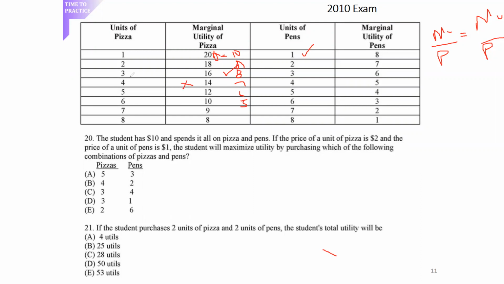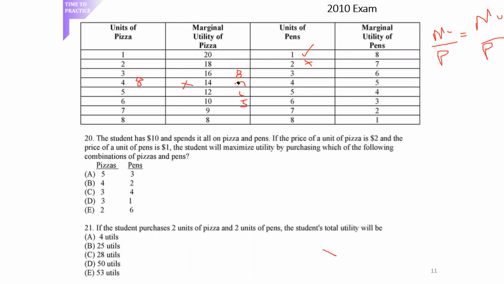and that would be 4 pizzas at $2. So that's getting me to spend 8. And then I'm going to 7 here, which is 2 pens at $1 each. That's 2. So that is the answer, right? 4 slices of pizza and 2 pens. So that's B as in broccoli.